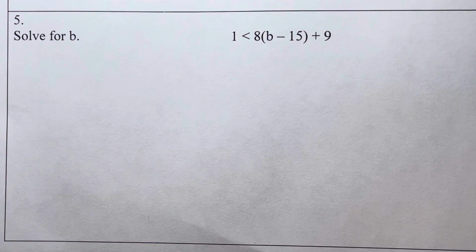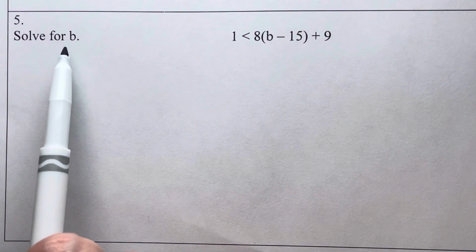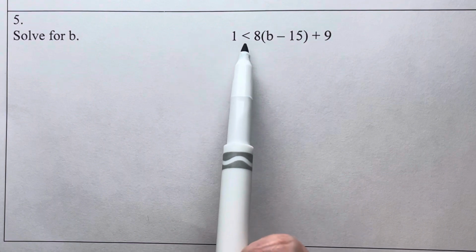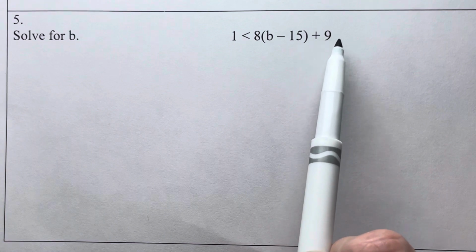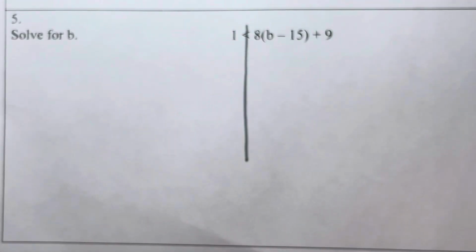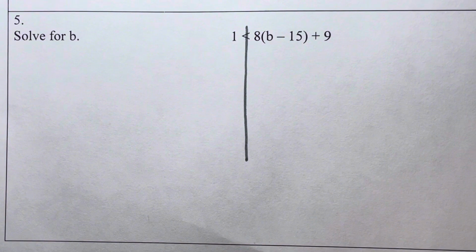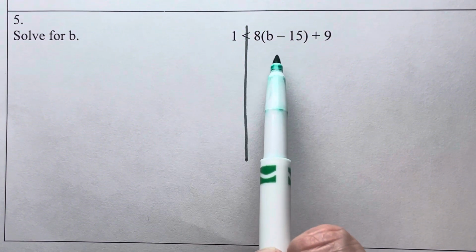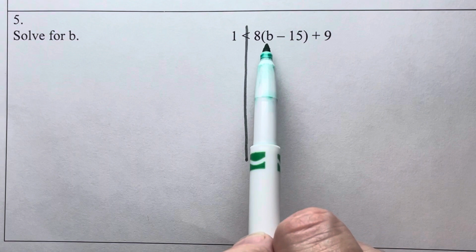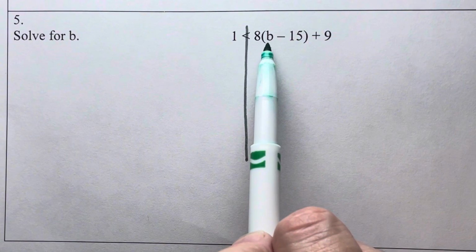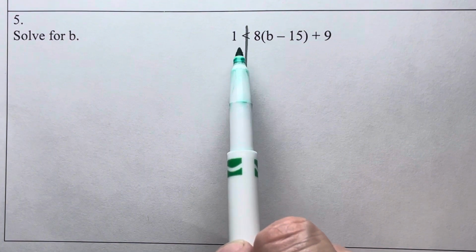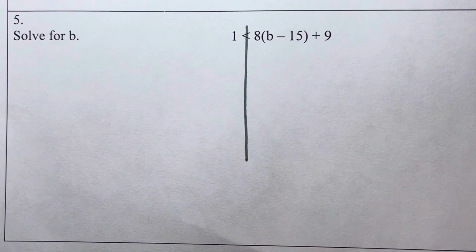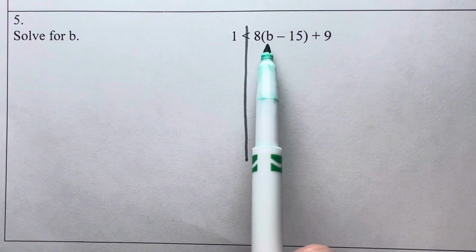In our fifth and final example, we're going to solve for b, where 1 is less than 8 times the quantity of b minus 15 plus 9. With the two sides of our inequality separated clearly, let's look and see what's going on here. Well, for starters, our variable is on the right side of the inequality instead of the left side. But that's okay. This is the same process that we've been going through, where we follow our order of operations to get our variable b all alone.